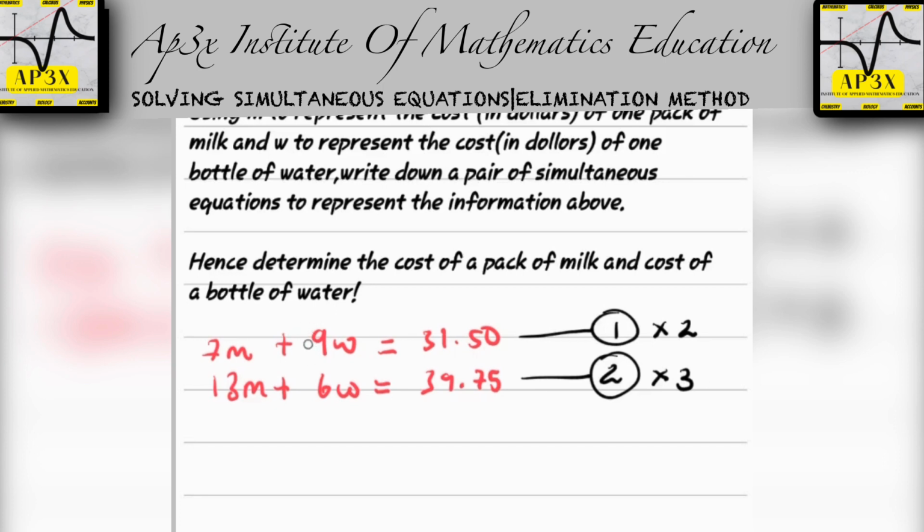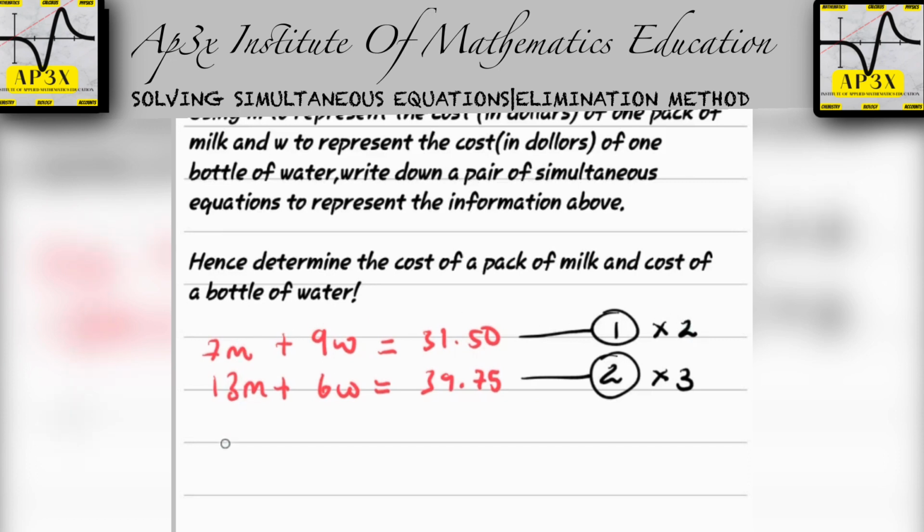But then I tend to always try to use small numbers. So 9 and 6, the LCM is 18. I try to figure out what do I do to the 9 to let it become 18, and what do I do to the 6W to let it become also 18. So I'm therefore going to go ahead and multiply all by 2 and all by 3.